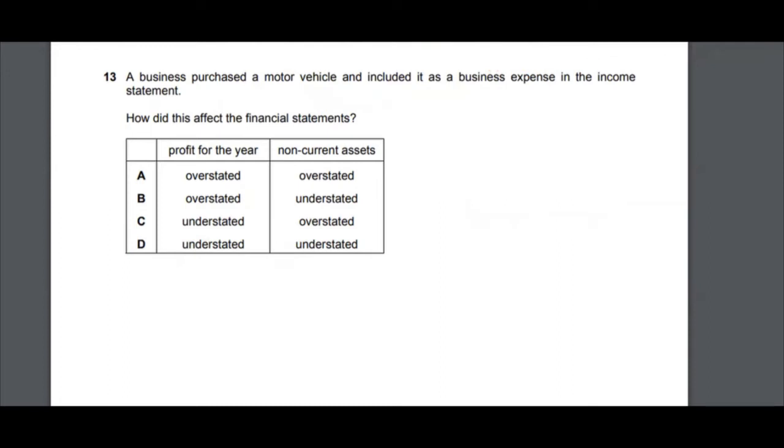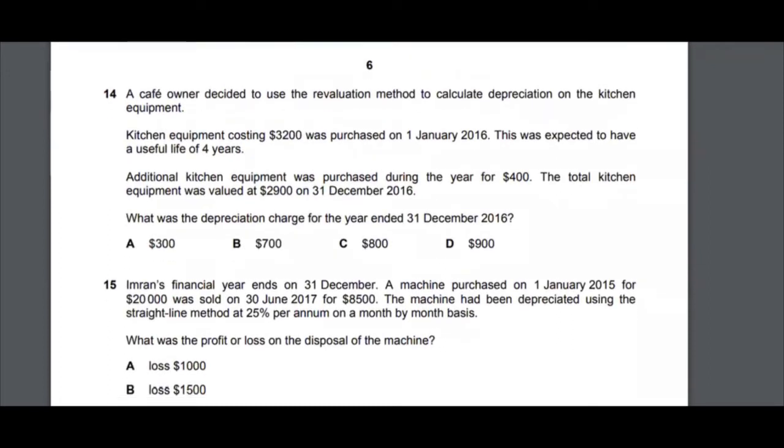Let's look at multiple choice 14. A cafe owner decided to use the revaluation method to calculate depreciation on kitchen equipment. Kitchen equipment costing $3,200 was purchased on 1st January 2016. This was expected to have a useful life of 4 years. Additional kitchen equipment was purchased during the year for $400, right? So the total value of your kitchen equipment is $3,600.